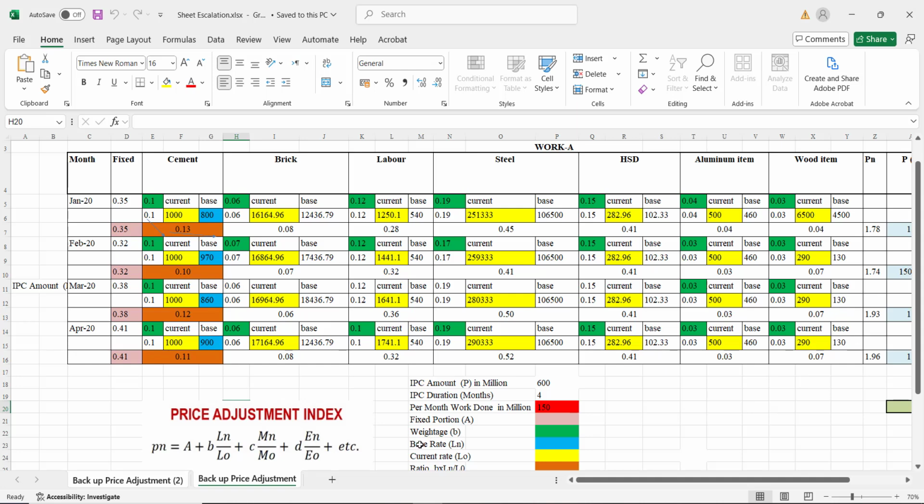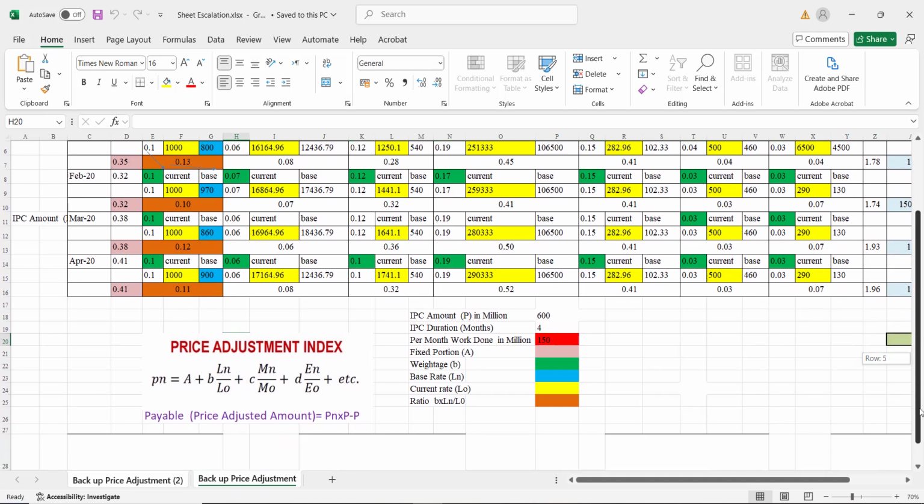So we discussed this famous formula. This is the formula of the PEC, Pakistan Engineering Council. This is the price adjustment formula, and here we calculate Pn, the factor which is multiplied by the amount to be paid. This Pn calculation has been simplified by a formula. This is a very simple formula. We just have to know these unknowns.